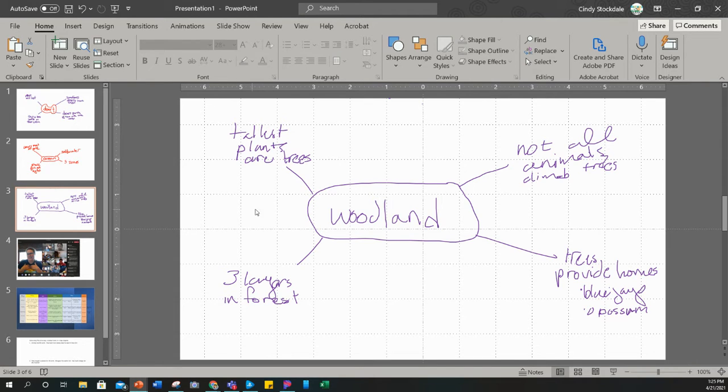So for instance, the woodlands, they told me that the tallest plants are trees. So one of the questions they could ask for their research are, what is the tallest tree? Where is the tallest tree located? What's the second tallest plant?